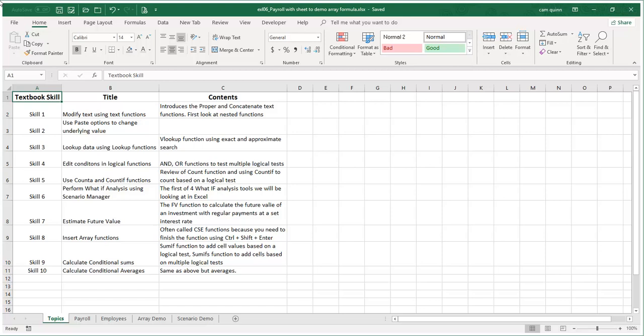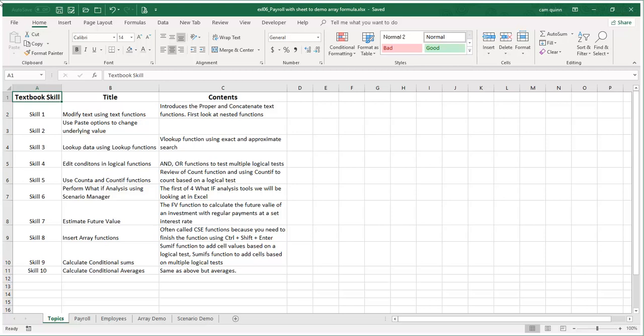Skill number 4 is the AND and OR functions, which allow you to do multiple logical tests. COUNTA and COUNTIF in skill number 5 allow you to count cells based on a condition. Skill number 6 is the first of the 4 what-if analysis tools we're going to be working on. Skill 7 is using the future value function. Skill number 8 is array formulas, which you won't see very often in Excel, but we'll cover it just so you're aware of what it is.